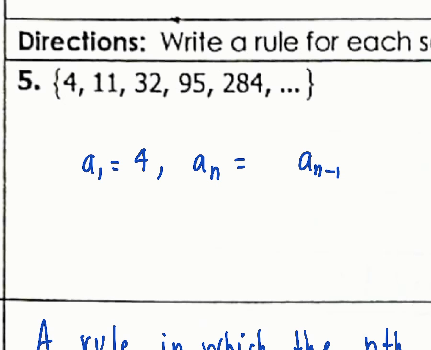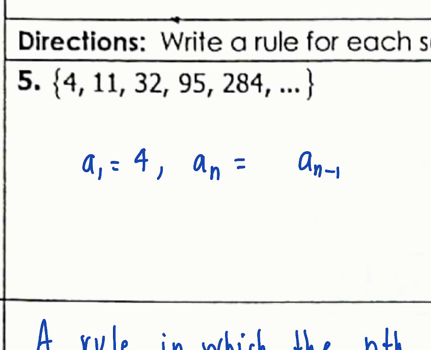So I start thinking, what's the next thing I can multiply 4 by? 3. What's 4 times 3? 12. What do I do to get from 12 to 11? Minus 1. So let's try to multiply by 3, subtract 1. What's 11 times 3? 33 minus 1? Boom. There it is. Try it one more time. 32 times 3? 96 minus 1? 95. There it is.